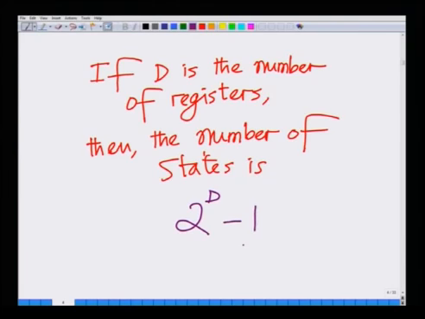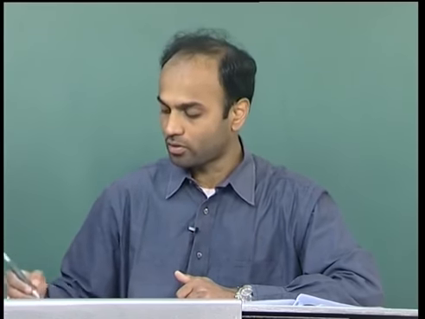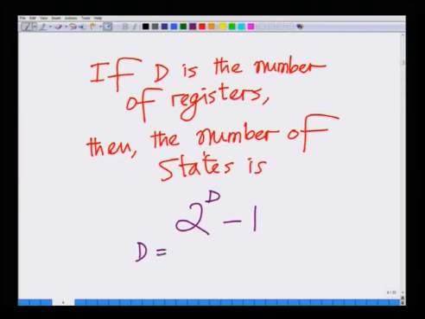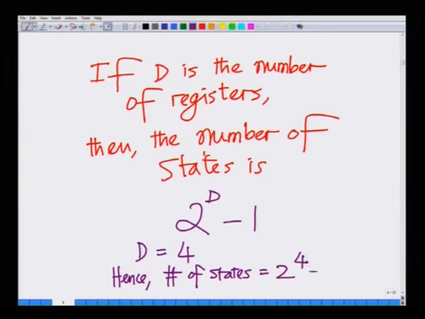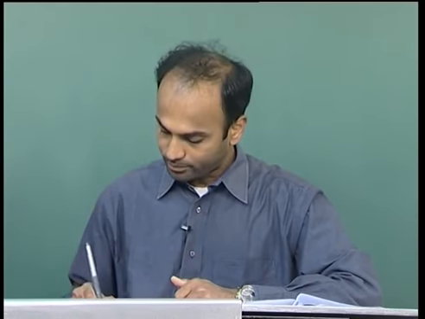In this case, D equals 4, hence the number of states is 2 power 4 minus 1, which is 15.